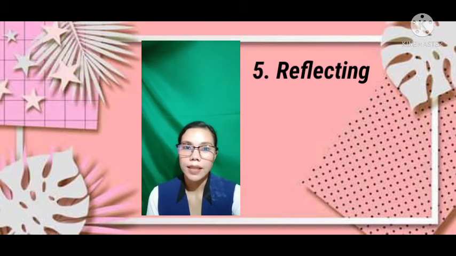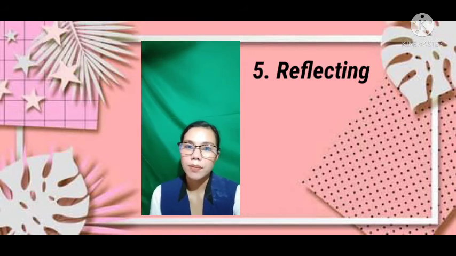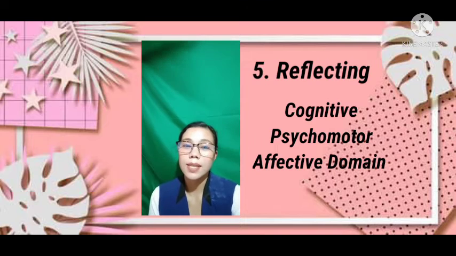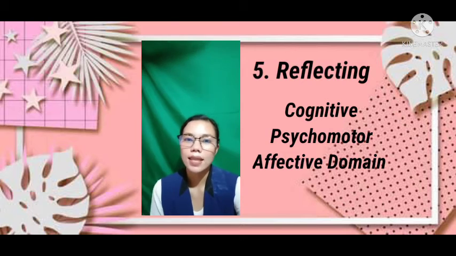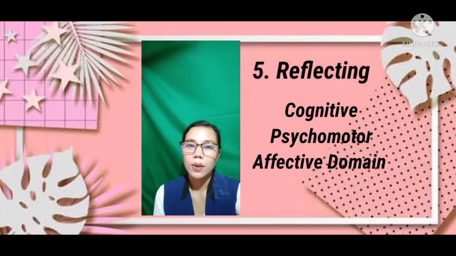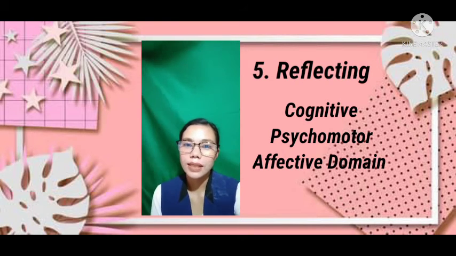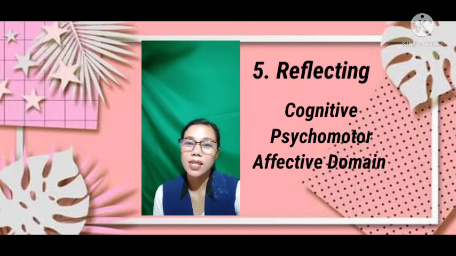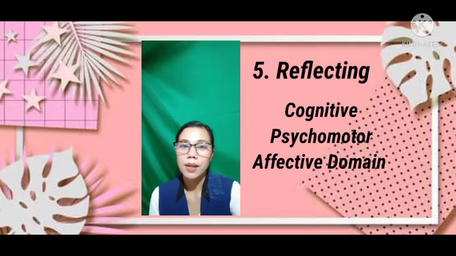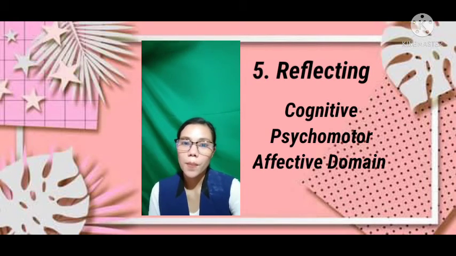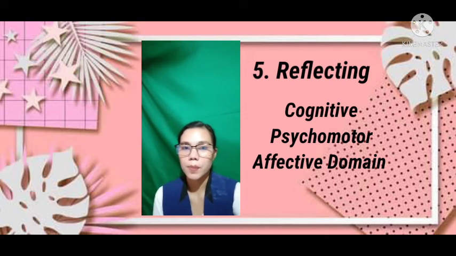Fifth step, reflecting. In this step, the three domains of behavior, such as cognitive, psychomotor, and affective domains, must be stated in the portfolio in relation to the goal set. Cognitive ability is defined as the general mental capability involving reasoning, problem solving, planning, abstract thinking, complex idea comprehension, and learning from experience.